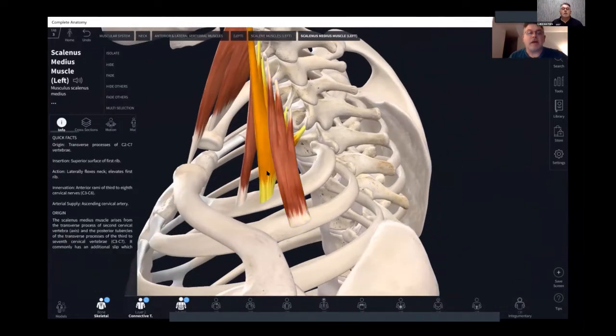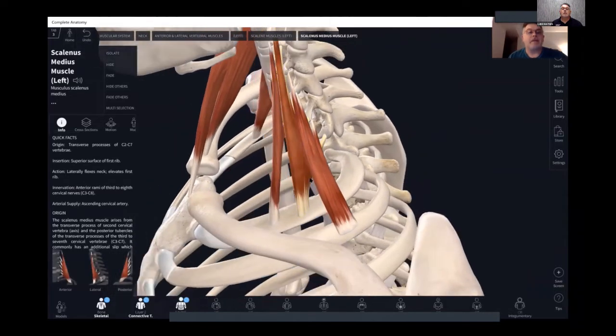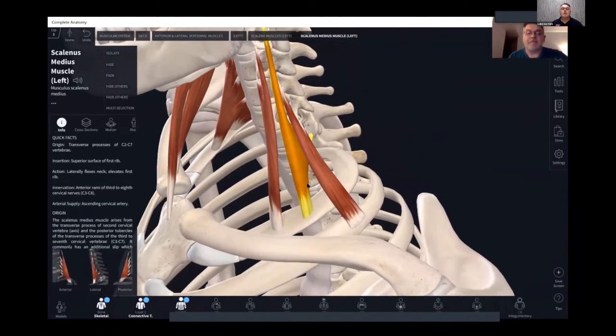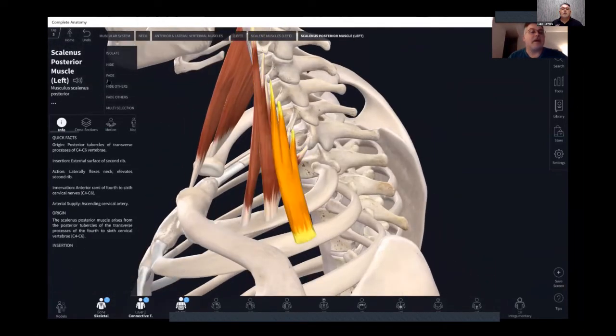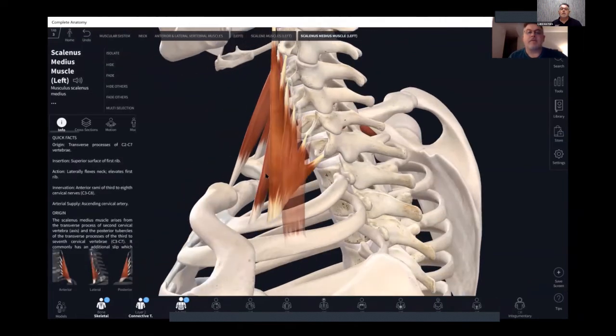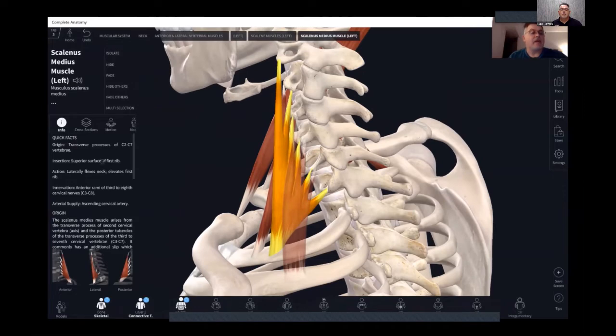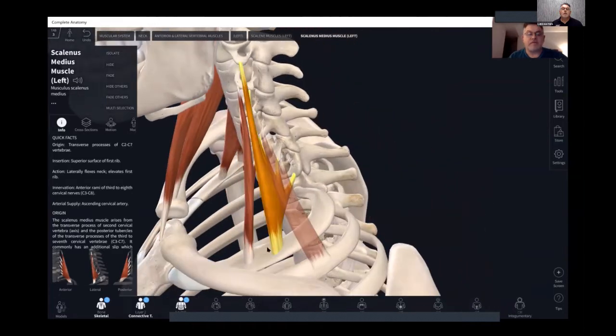We move on and look at the middle scalene. So here, let me rotate. Let me fade the posterior. There we go. So we take a little better look at the middle scalene. Here, its origin is the transverse processes of C2 all the way to C7. It inserts into the superior surface of the first rib, and its action is laterally flexing the neck and elevating the first rib.